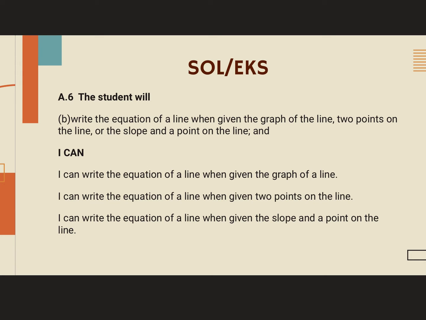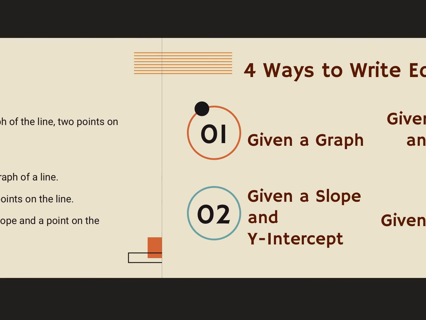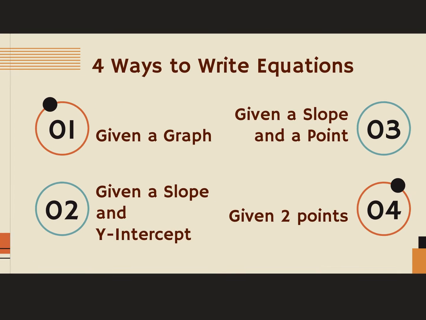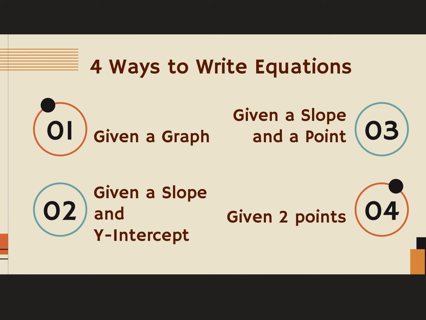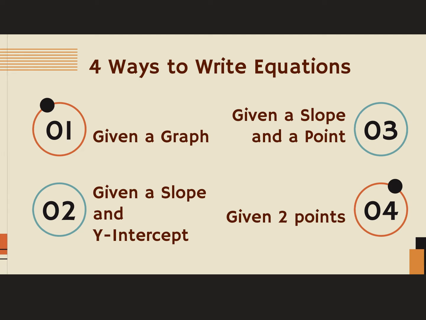So after this lesson, the I can statements: I can write an equation of a line when given the graph of a line. I can write the equation of a line when given 2 points on the line. I can write the equation of a line when given a slope and a point on the line. Before we get into it, there are going to be 4 ways that we're going to look at writing equations: when given a graph, when given a slope and a y-intercept, when given a slope and a point, and when given 2 points.